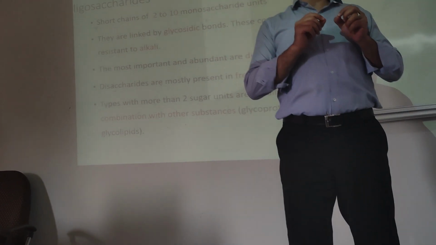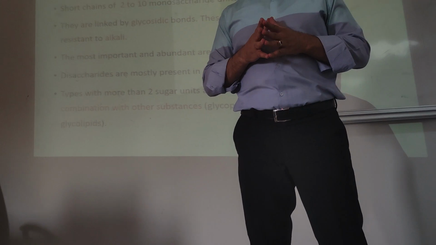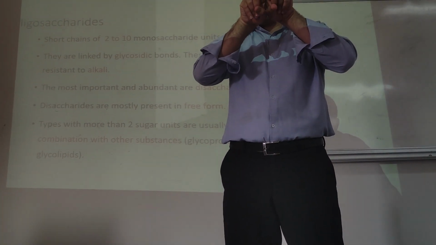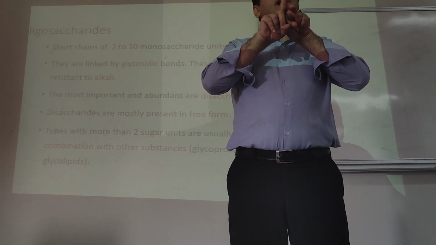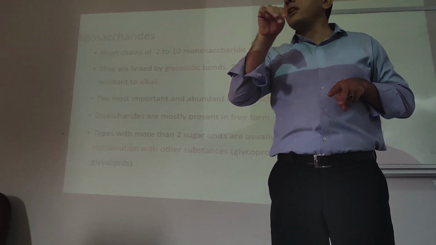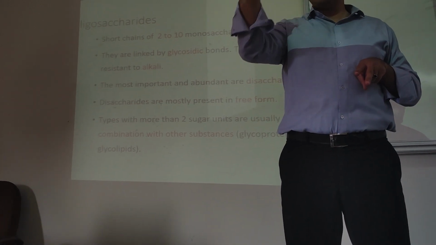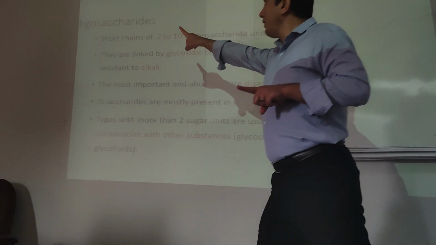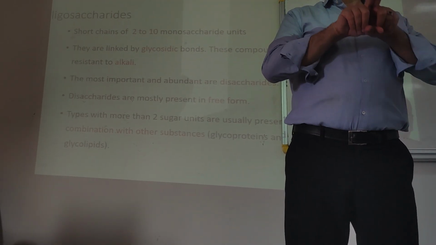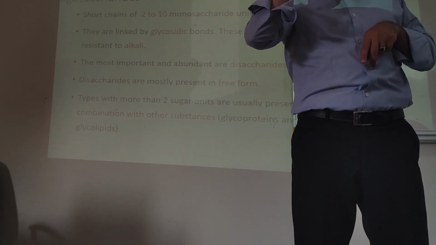You can see only disaccharide in your blood. Disaccharide means two monosaccharides. So you can't find any trisaccharide in your blood, tetrasaccharide in your blood, and so on. The only oligosaccharide that you can find in your blood are disaccharides, sugars with just two monosaccharides.